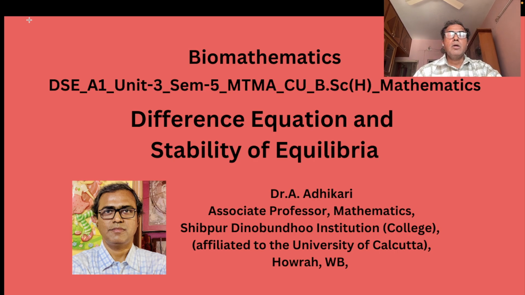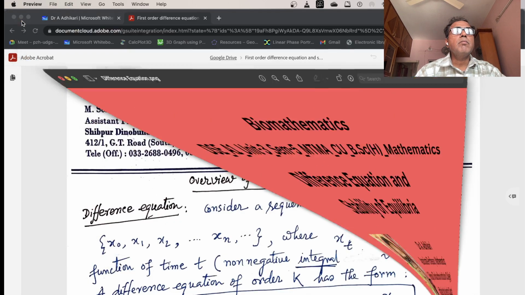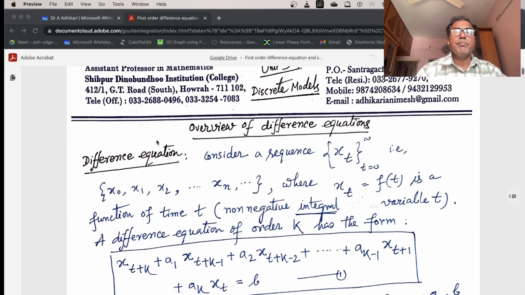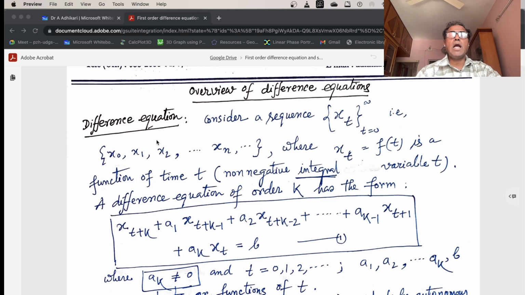Today we discuss difference equations and the stability of equilibria of a difference equation, first order difference equation, either nonlinear or linear. So first we discuss what a difference equation is and the different types of difference equation.